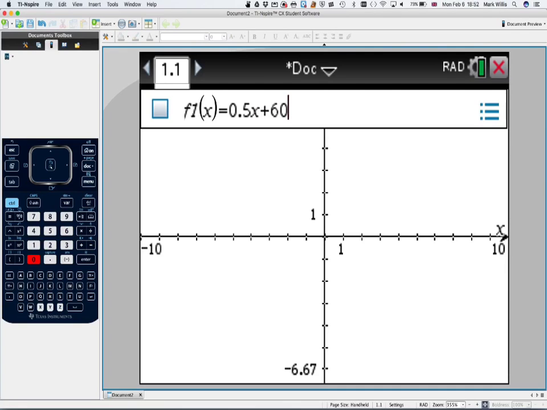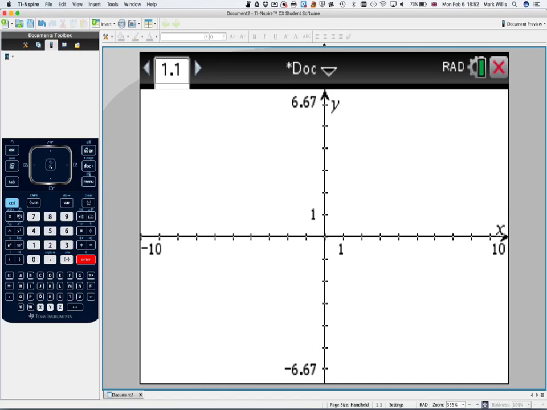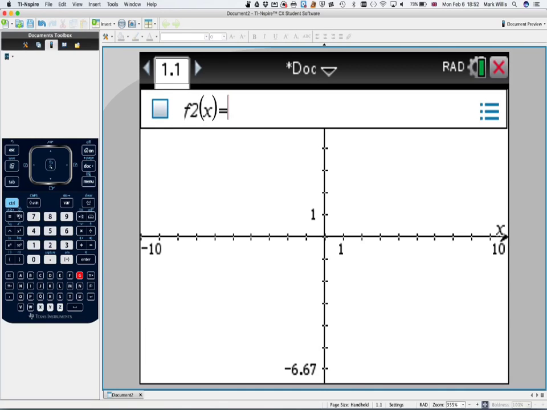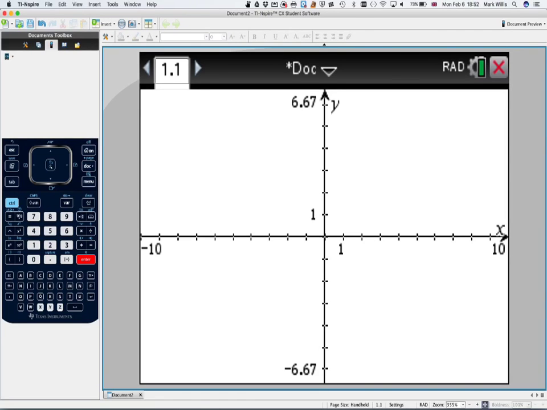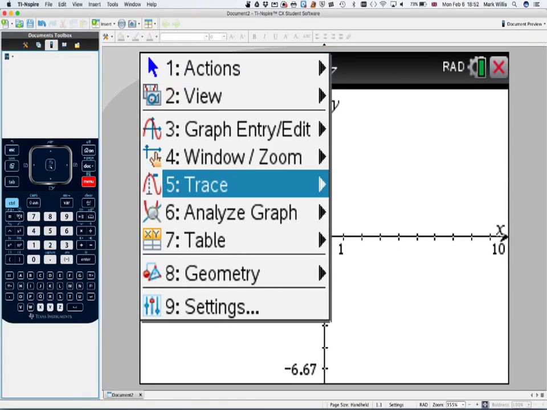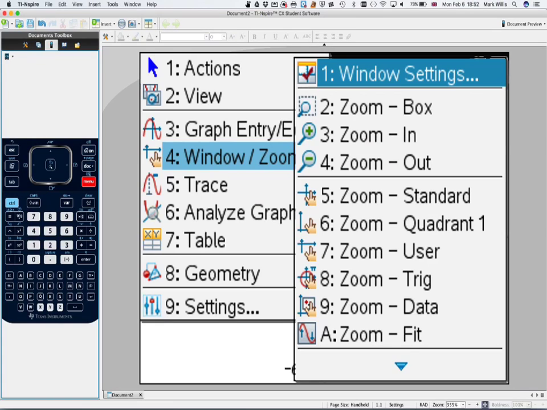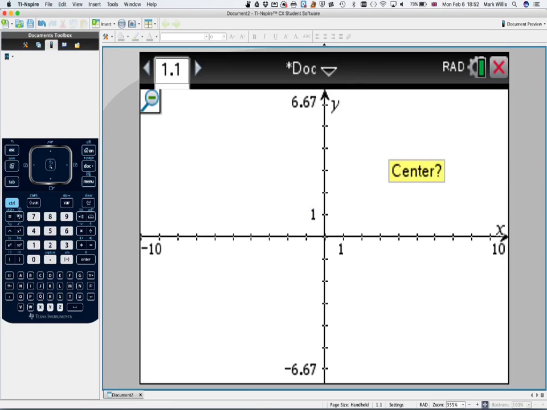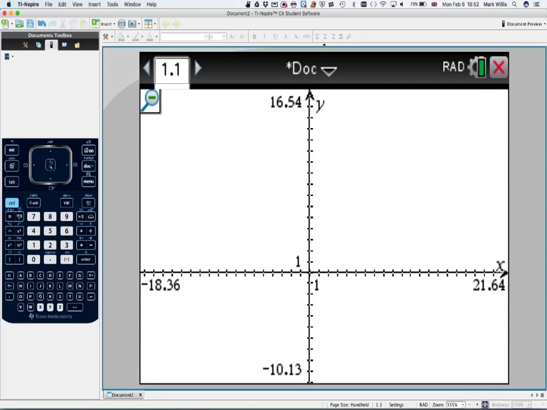Right, when we enter this, nothing appears, and the reason is that it's all gone off the scale. We'll find the scale in a minute. Let's just enter the second one. So Control G. We're going to have 0.6x plus 45. When we enter that, again nothing happens. So we need to do a little bit of zooming here. Menu, Window Zoom, and we're going to zoom out to begin with. Put the center somewhere over there because we're only really interested in positive values. You might have to do it more than once.